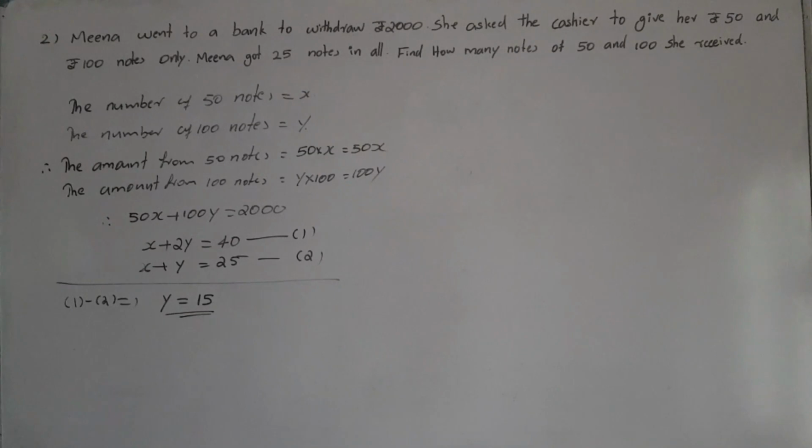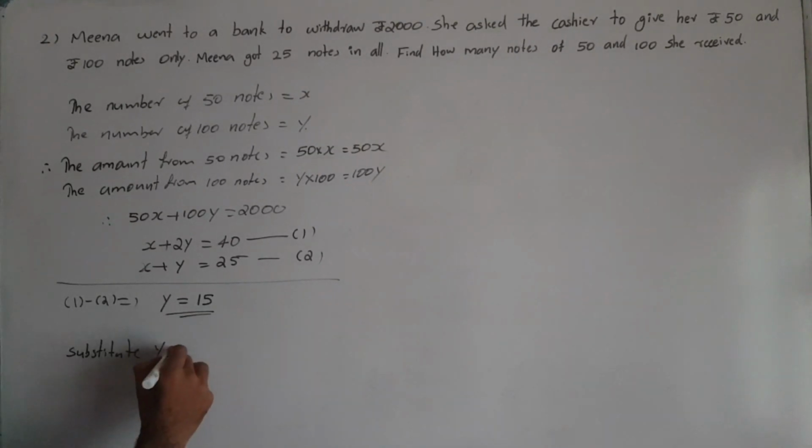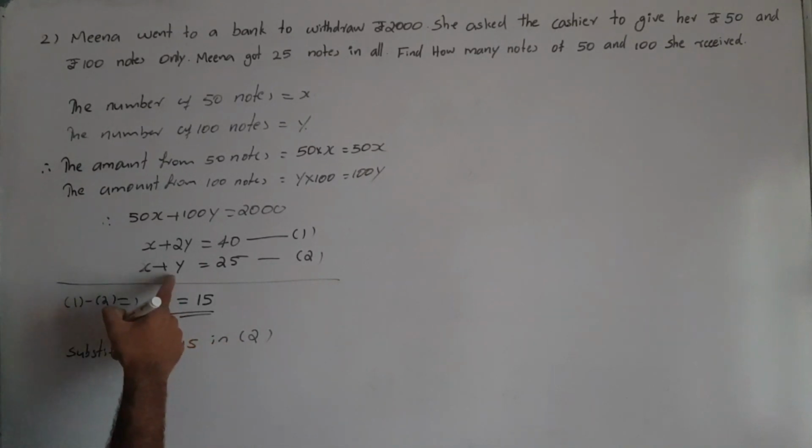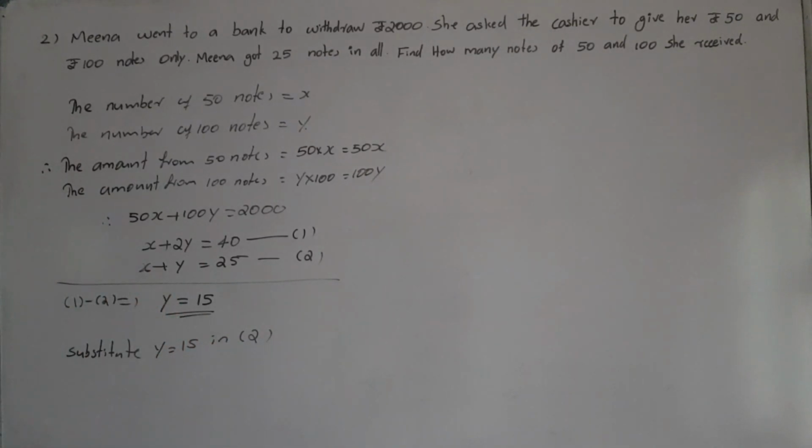What is next? Substitute y is equal to 15 in equation 2. Correct? It's better to substitute in equation 2. Therefore, x plus 15 is equal to 25. Therefore, x is equal to 25 minus 15. 25 minus 15 is equal to 10. x is equal to 10 and y is equal to 15.